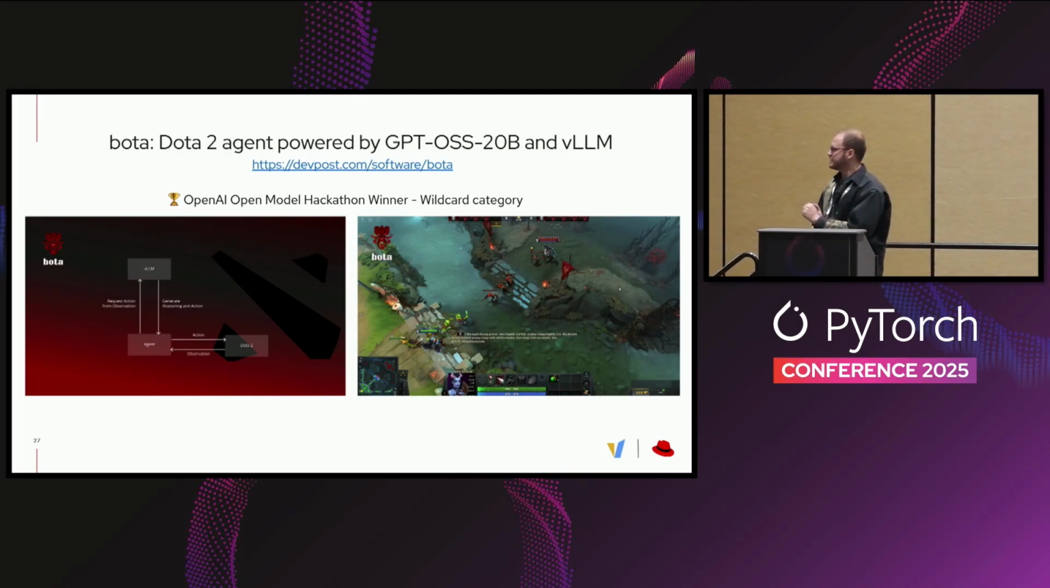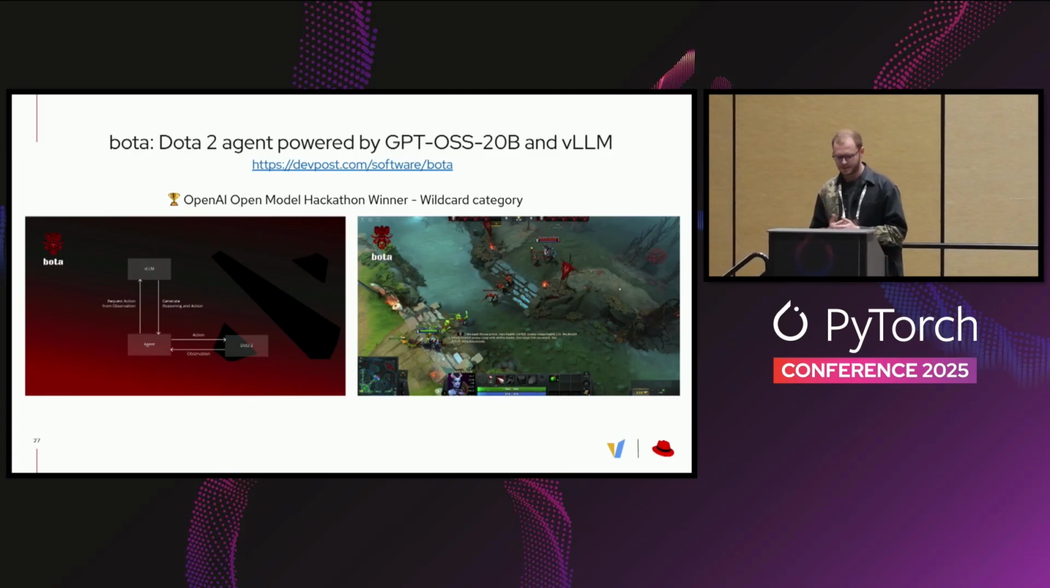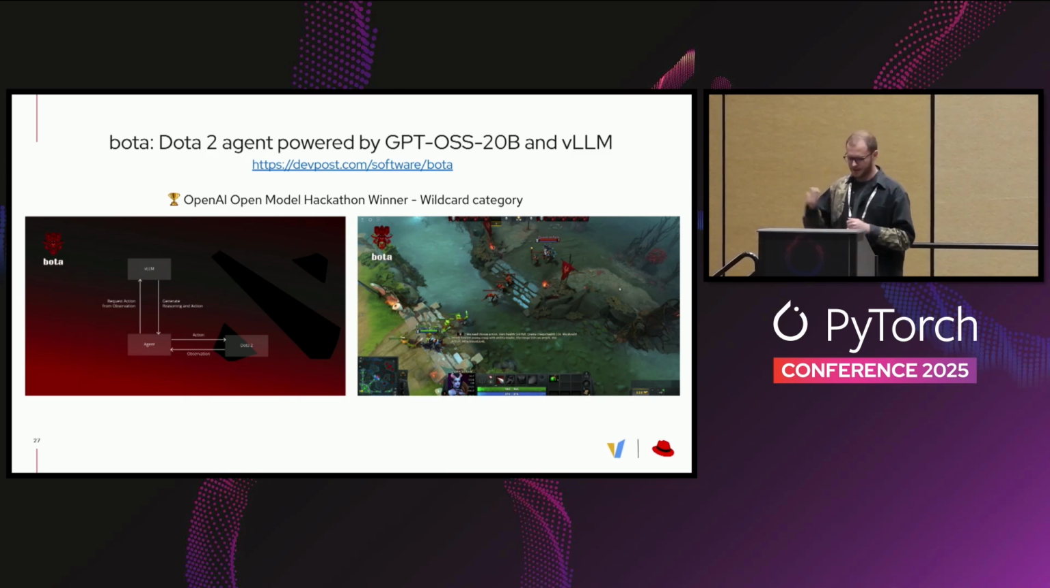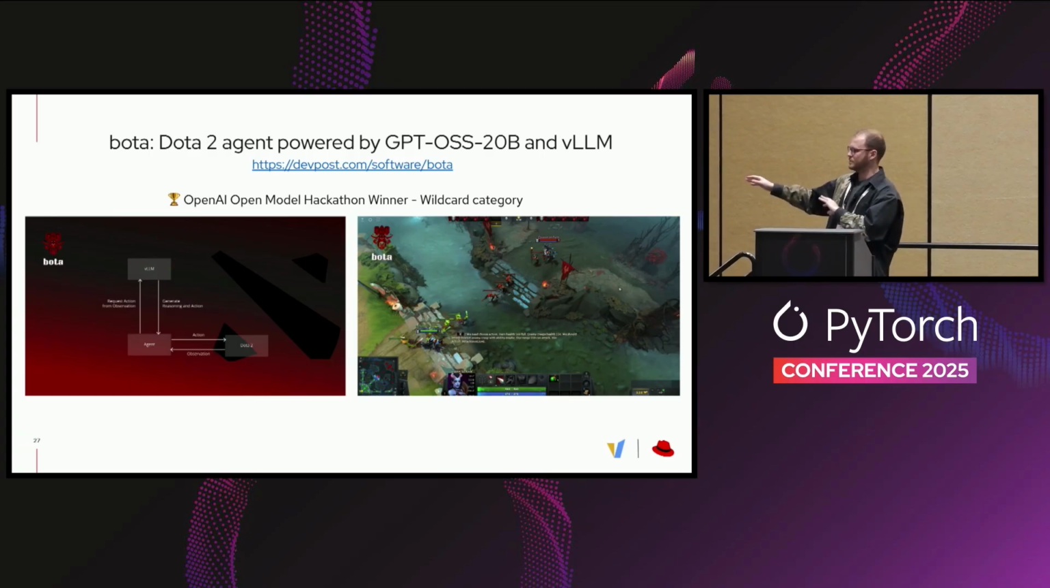Another thing I want to highlight was actually from a hackathon recently. So this was done in a day, which is insane. And I love Dota too. So for those of you out there that love Dota, there was Boda, which is a Dota 2 agent that uses vLLM to host GPT OSS 20B, and obviously an agentic harness that they built, I think in Lua, connecting to the Dota 2 game.